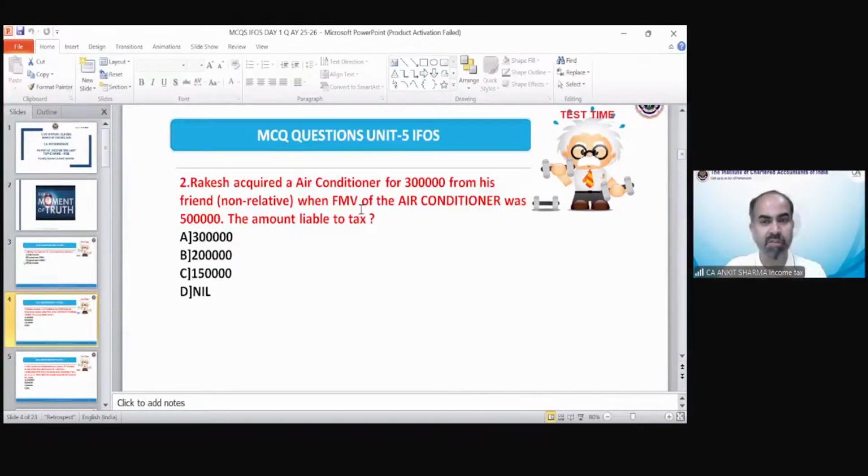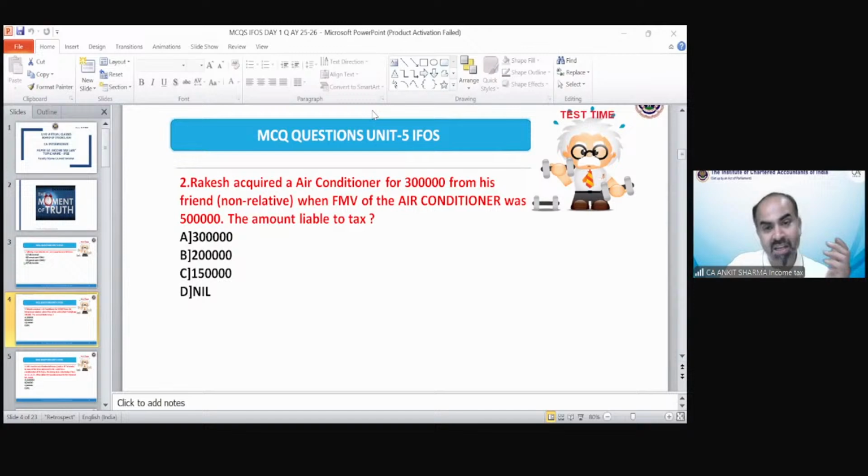Rakesh acquired an air conditioner for 3 lakh from his friend, a non-relative, when the FMV of the air conditioner was 5 lakh. What is the amount of taxability? Very simple question, of course. Nil. Soumya is saying 2 lakh. Harshada is saying 3 lakh. Nidhi is saying nil. Rajveer is saying 50,000. Sunil is saying nil. Very nice.